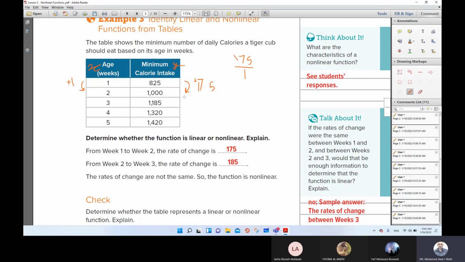From here to here, we have 1185. Here, as you see, 1000, here 1185. So the change will be 185. And from here to here also we have 1. So I mean the rate of change is 185 over 1. The rate of change is 185 over 1.